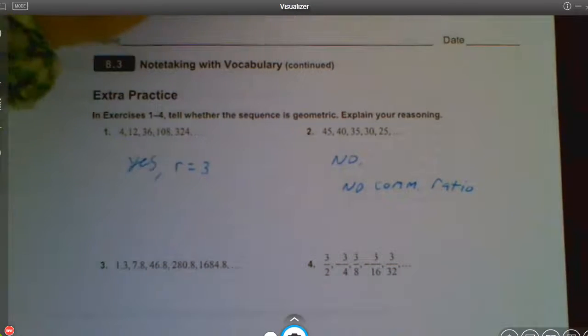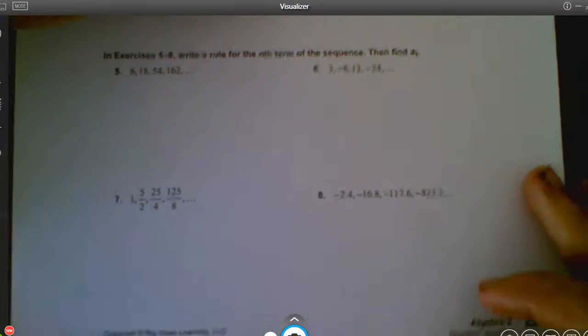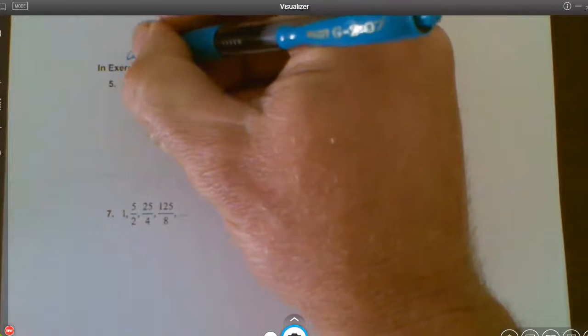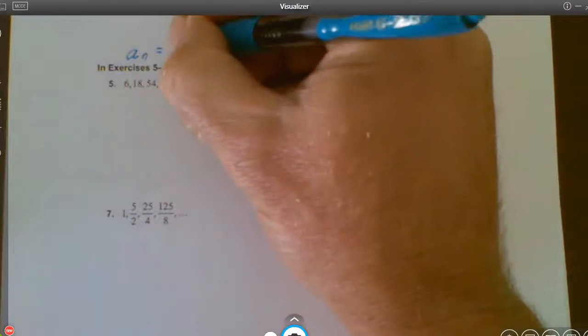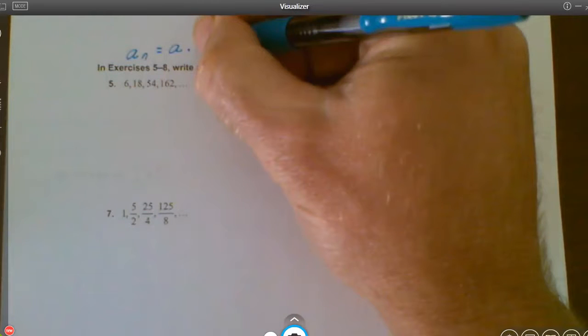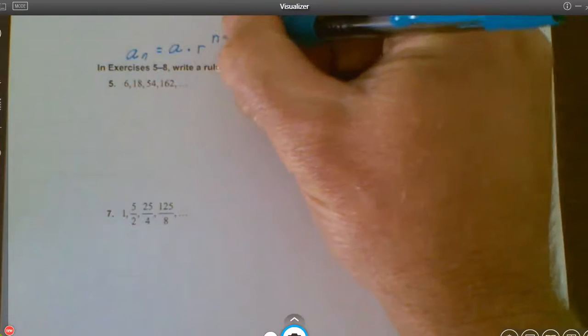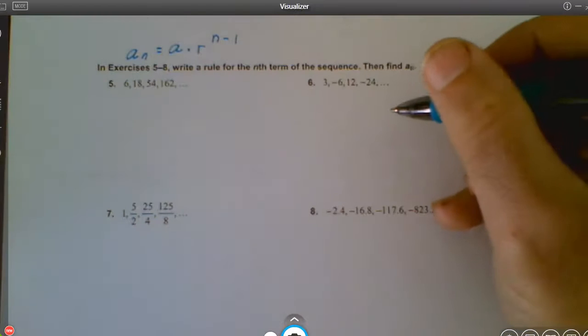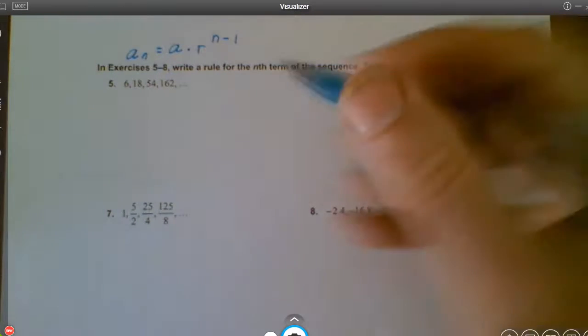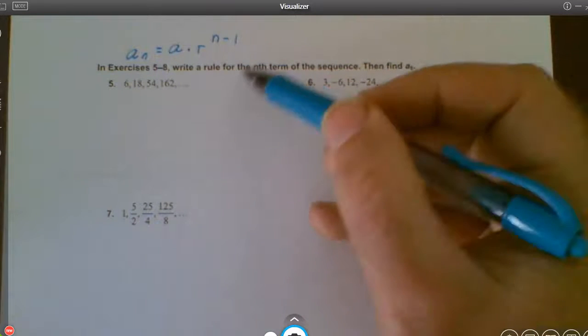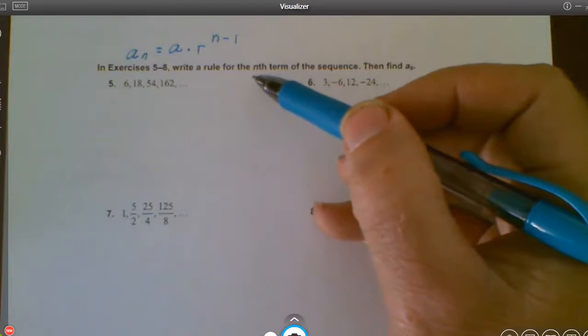So for the next part, this is where the formula comes into play when they ask us to write the rule. So remember the formula we use to write the rule. This is our new one. First term times the common ratio to the n-1 power. That's our formula. So in order to write the rule, remember for rules, for the nth term, this is supposed to apply to any term.